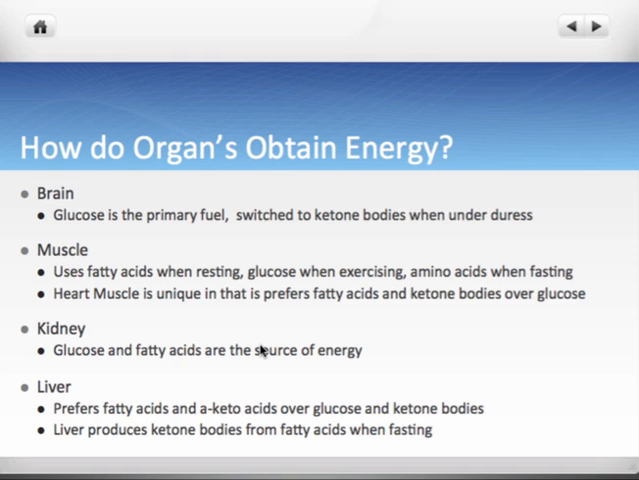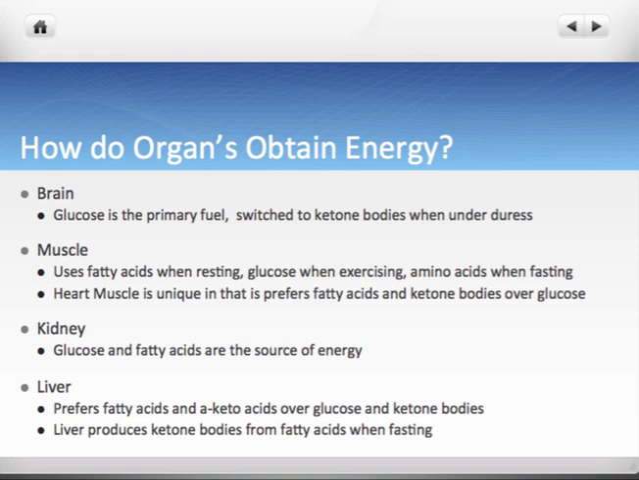General skeletal muscles are going to use fatty acids when resting, glucose when exercising, and amino acids when fasting. The heart is a special muscle in its own, in that it's unique in that it prefers fatty acids and ketone bodies over glucose. So if you give it a choice, it's going to prefer the ketone bodies or fatty acids, and it doesn't really like dealing with glucose at all. Then we have the kidneys. The kidneys prefer glucose and fatty acids as the source of energy. This is where you're going to focus all of that.